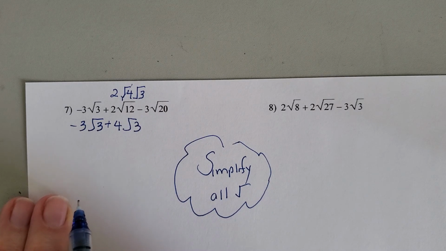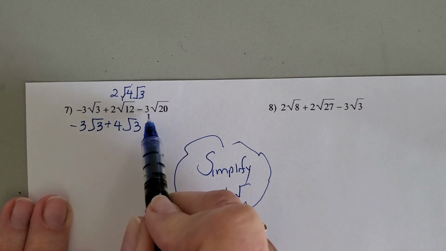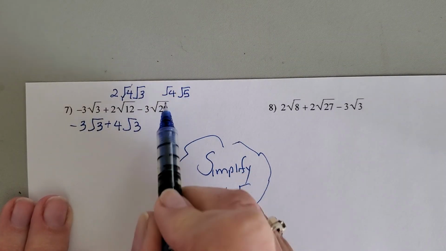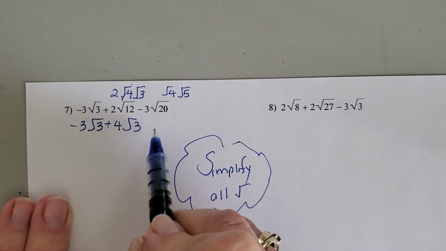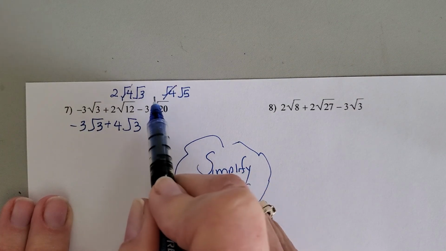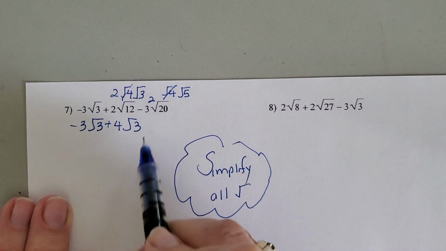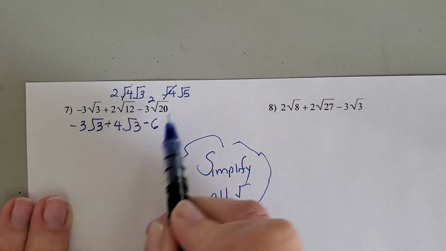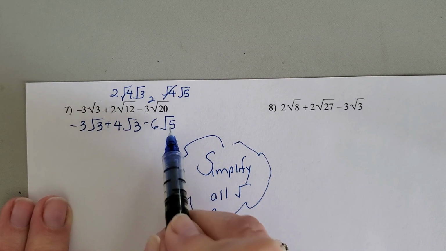So I combined a few steps there. I hope that's okay. Square root of 20 is the square root of 4 times the square root of 5. Again, we always write the perfect square first. The square root of 4 is 2, so that comes outside the radical sign. So we have a -3 times 2 is -6, radical 5.